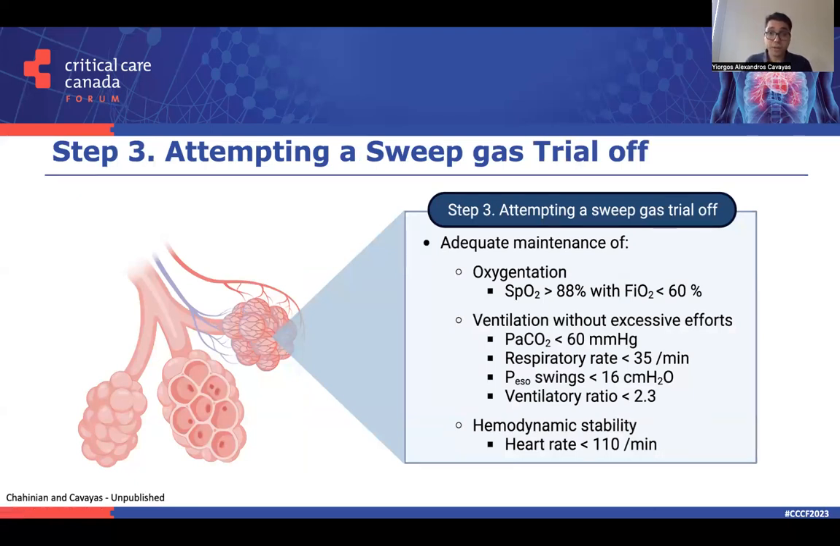Once we've challenged the lungs, the last step is to attempt a liberation trial. The most common way of attempting a liberation trial is to perform a sweep gas trial off. The sweep gas is turned off, and the patient is closely monitored for signs of failure. Signs of failure include desaturation, excessive efforts, or hemodynamic instability.